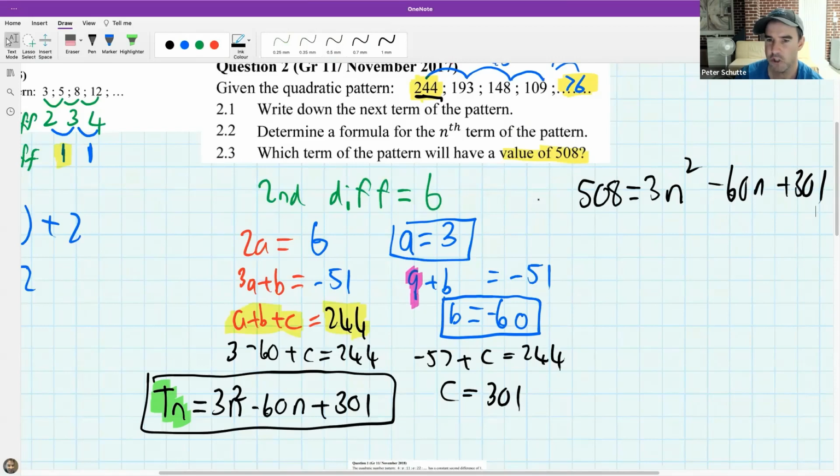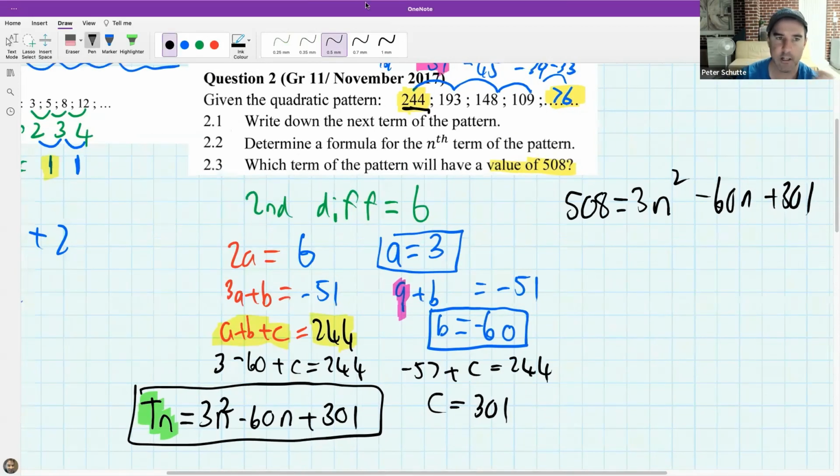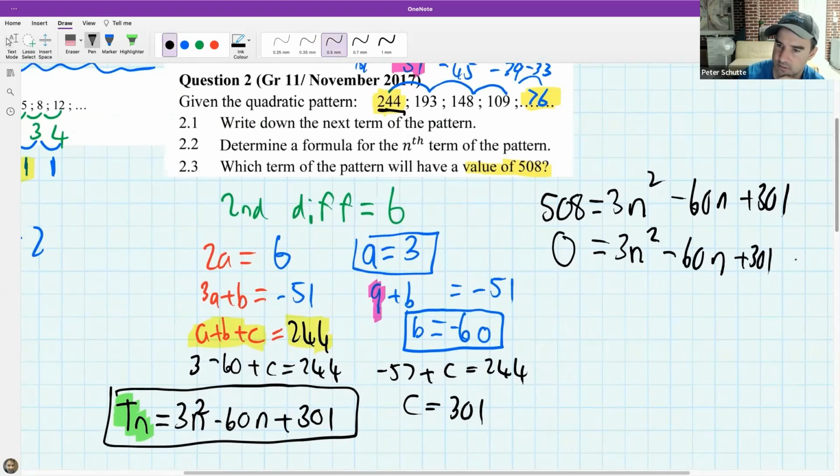Who would like to tell me what I do with this 508? Say I've had temporary amnesia and I've suddenly lost my years of training as a math teacher. What do I need to do in order to get this equation into the right form? B should be, send it to the other side, exactly. So if I do that, I get 3n squared minus 60n plus 301 minus 508.